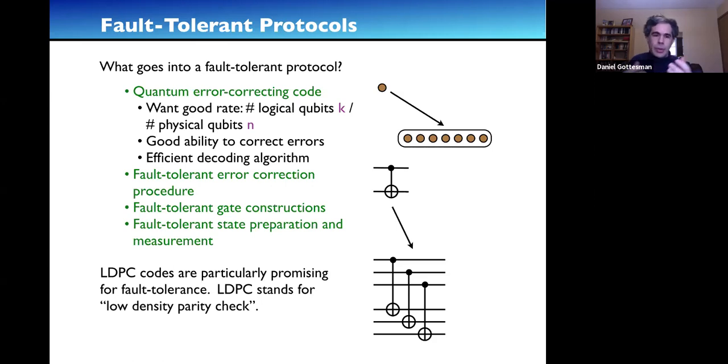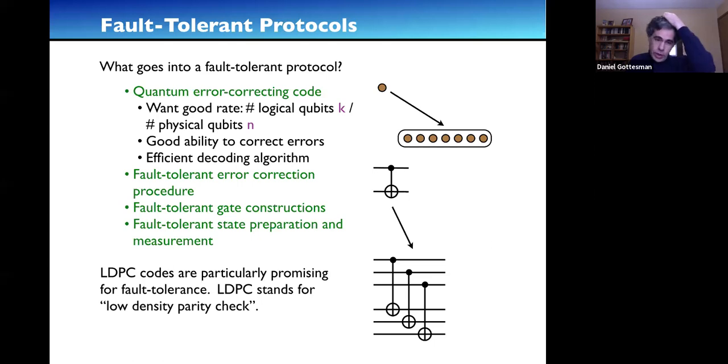And so people have come up with lots of quantum error correcting codes, and some of them certainly satisfy all these conditions. But the problem is that to build a quantum computer, we need to go beyond that. We also need a way of doing all the error correction procedure when there's errors in the procedure itself. And that's much harder, so that you need a fault-tolerant error correction procedure.